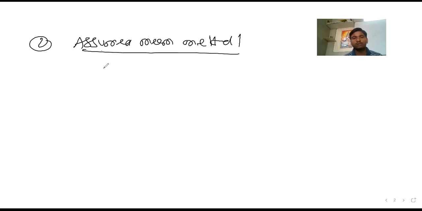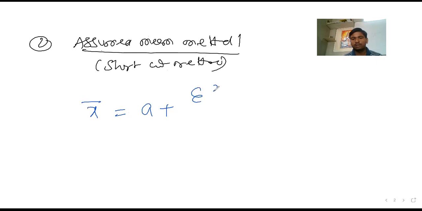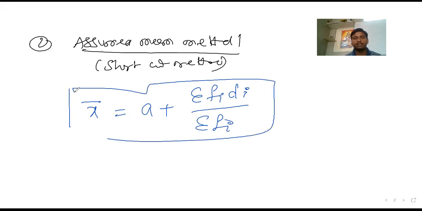The second method is what? Assumed mean method. What is assumed mean method? This method is also called the shortcut method. So what is the formula I told you for this? Can anyone tell me the answer? x bar is equal to a plus sigma fi di by sigma fi. This is the formula for the assumed mean method.